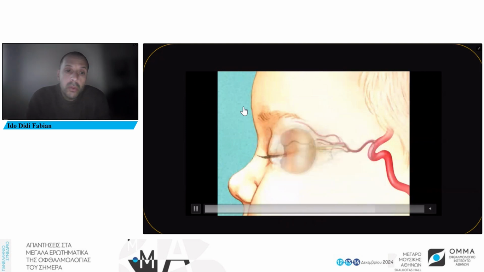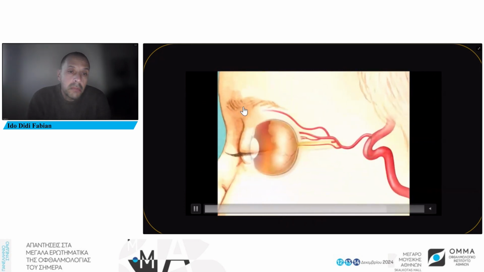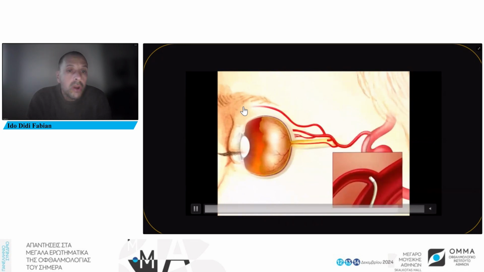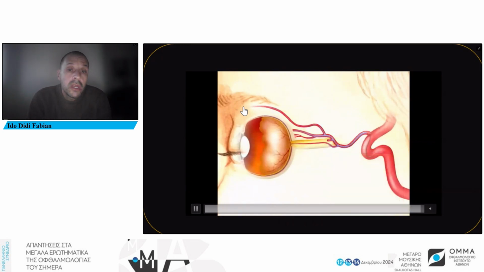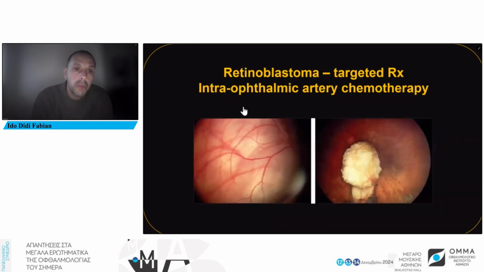According to basic research studies, there is about 250 times more chemotherapy concentration compared to intravenous chemotherapy. So there are advantages to IAC, intra-ophthalmic artery chemotherapy, versus intravenous chemotherapy. So there are advantages and disadvantages, and we have both tools to use. And here you can see before on the left and after on the right.